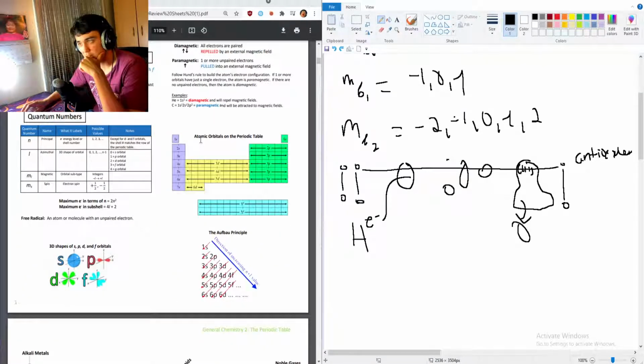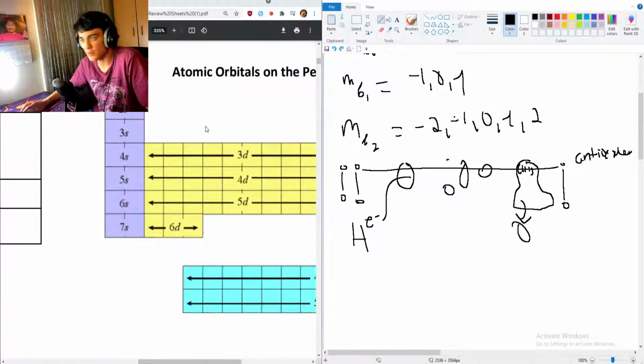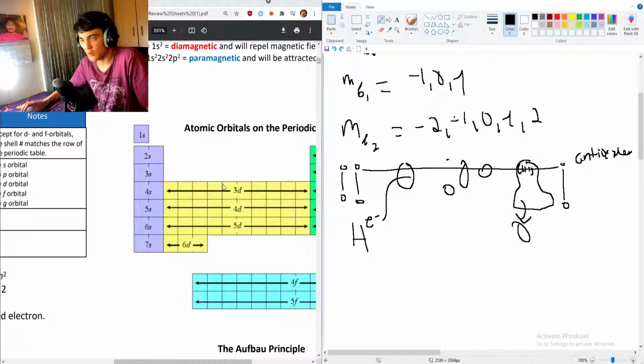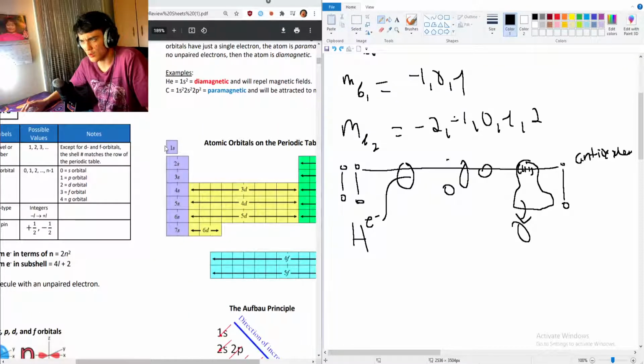Okay, everything makes sense. Atomic orbitals on the periodic table. 1s. It gets more complicated down here. You see how 1, 2, 3, 4, 5, right? Then you might be like, why is this 3 and this is 4? Well, there's a rule you have to memorize. I forgot what it was, but this is going to be 3, because this is a subshell that would fill in before that.